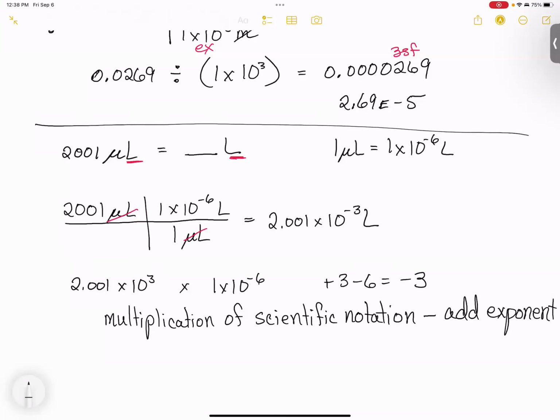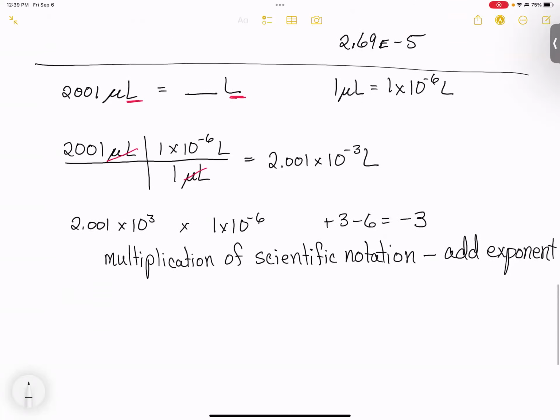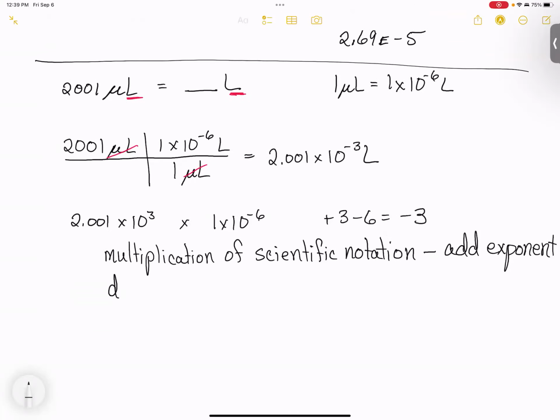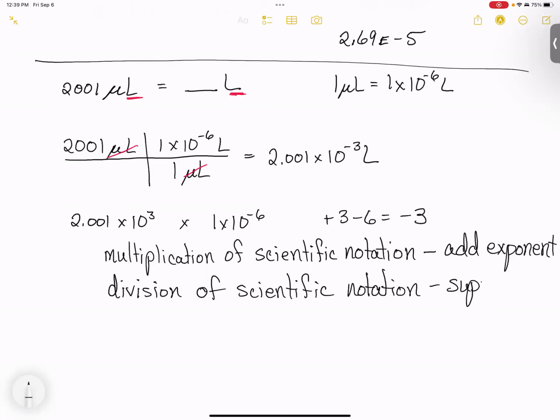So we use converting scientific notation. I did it in my head so that I could make it faster from my math. You don't have to if you're using your calculator. Since we're on this, if you do division of scientific notation, you're going to subtract the exponents.